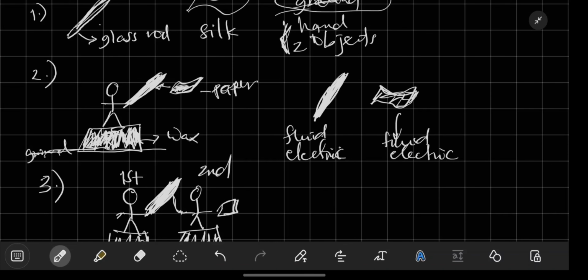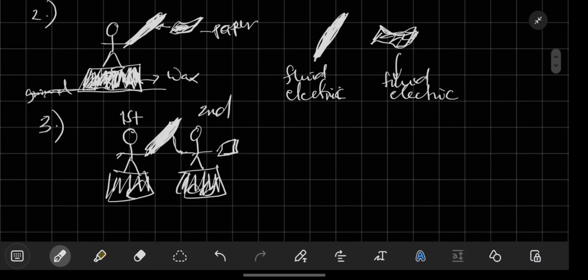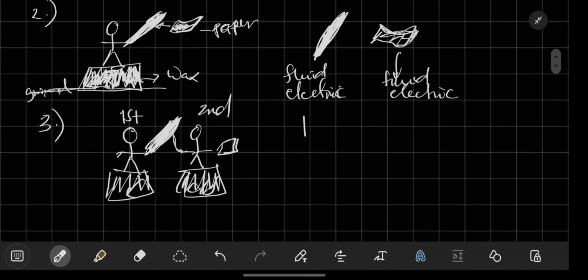Okay, and then nasabi niya rin na each object has its own normal share of fluid. Okay, this is before rubbing. So before rubbing, there is an equal amount of electric fluid, or each of the objects has an equal amount of fluid, or a normal share of fluid.